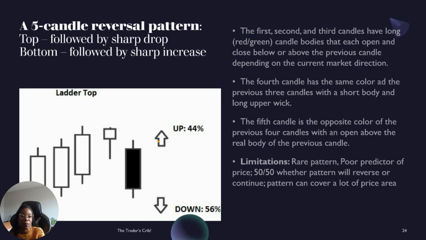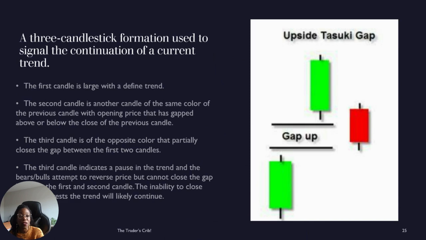Another complex candlestick pattern, it's a five candle reversal pattern. It's called the ladder top. The top is followed by a sharp drop. The bottom is followed by a sharp increase. The first candle and the third candles have long green candle bodies that each open and close below or above the previous candle, depending on the current market direction. The fourth candle has the same color as the previous three candles with a short body and long upper wick. The fifth candle is in the opposite color of the previous four candles with an open above the real body of the previous candle.